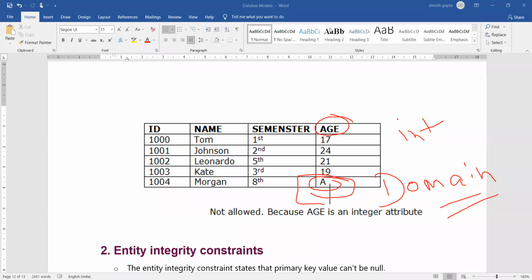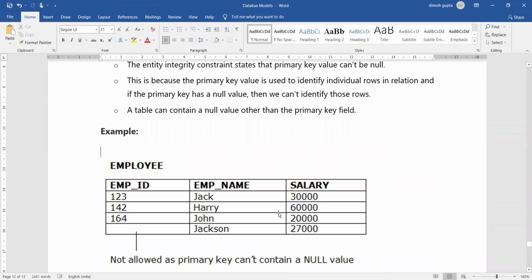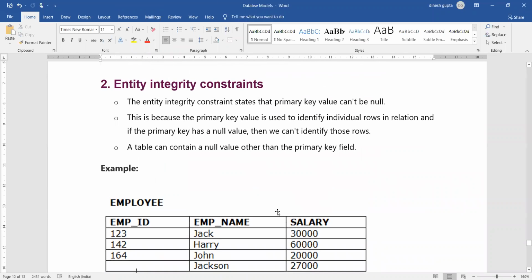It is as easy as you can see. You have not done anything, you are not supposed to do anything. The SQL will take care of itself and it will raise an alarm that this is not a valid entry. So what type of constraint is this? This is called a domain constraint. The next is entity integrity constraint. Entity integrity constraint states that primary key value cannot be null.